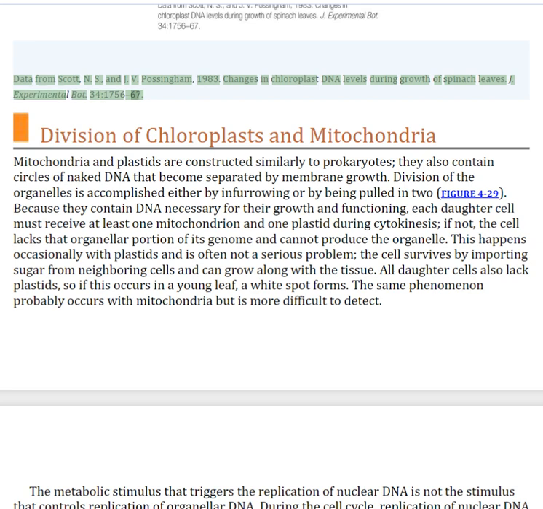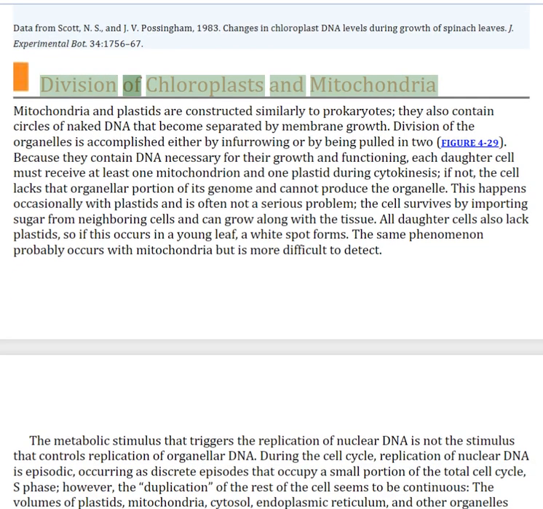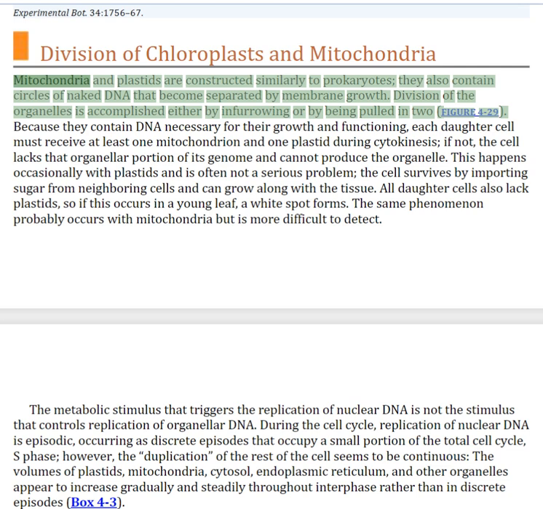34:1756, 67. Division of chloroplasts and mitochondria. Mitochondria and plastids are constructed similarly to prokaryotes. They also contain circles of naked DNA that become separated by membrane growth. Division of the organelles is accomplished either by unfurrowing or by being pulled in two.